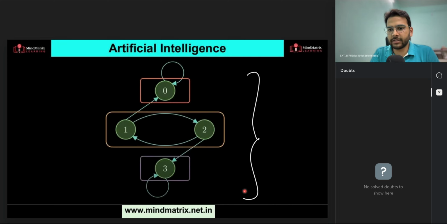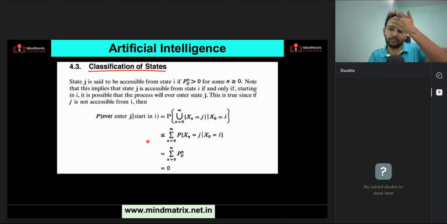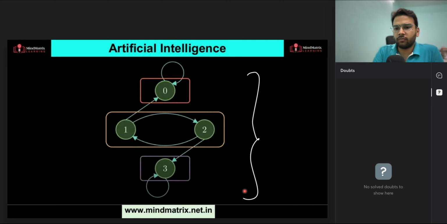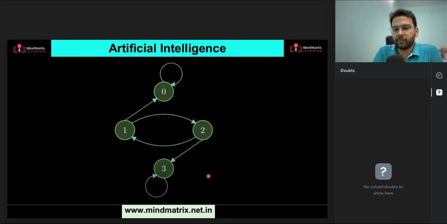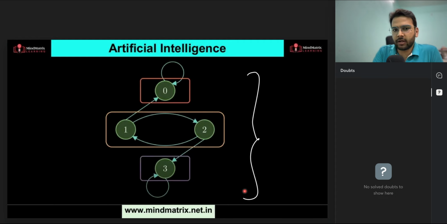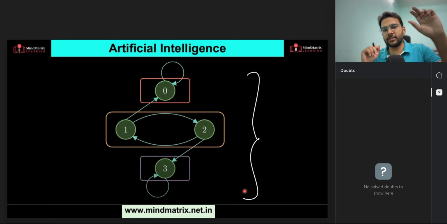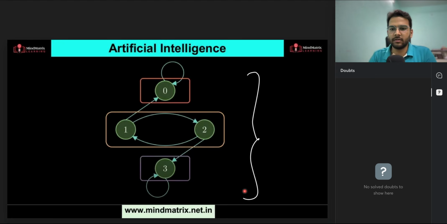Any doubt? Diagram of class is what? When can we reach 0 again? From there is a self loop, right? There is a self loop, so you can go to the same state. That means 0 can communicate with itself. That is fine, but it cannot communicate with any other state like 1, 2, 3. That is the reason why we are keeping it in a separate class. Similarly, for state 3, we are keeping it in a separate class because 3 cannot communicate with any other state.